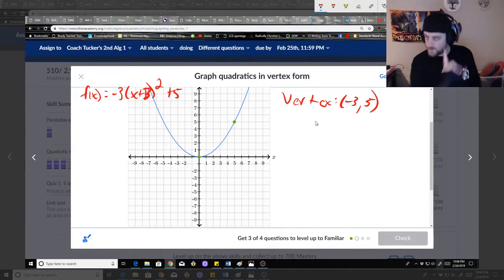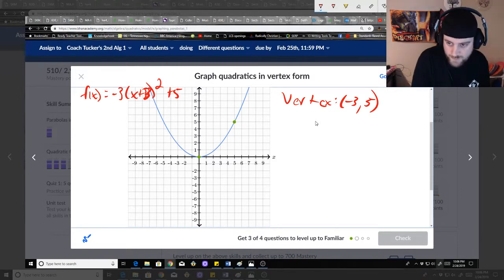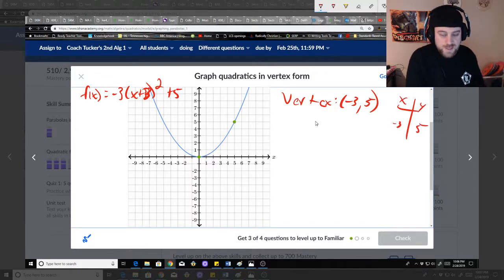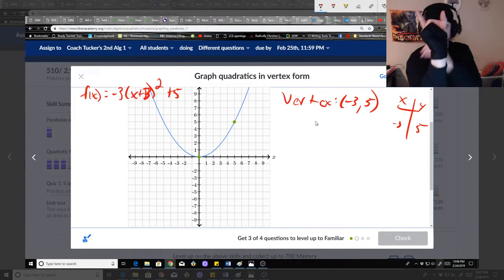Now, this is where I would suggest you try something different. This is it. So if you were to make a t-chart here, x and y, at negative 3, you know y is 5. Well, think about the way parabolas work. They bend off each other, right? But the vertex is always in the middle.